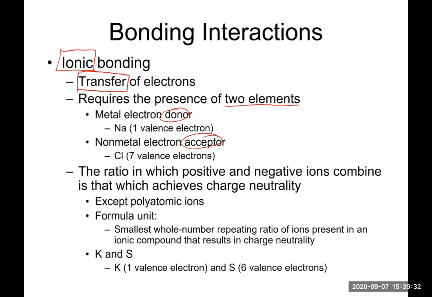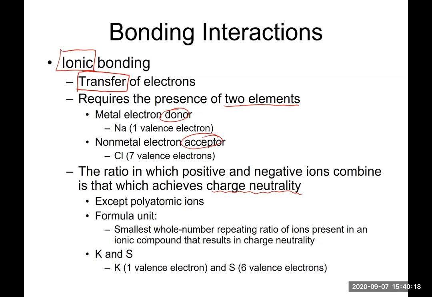The metal is going to donate the electron because metals give up electrons in order to have the electron configuration of the noble gas closest to them. Nonmetals accept electrons in order to have the electron configuration of the noble gas closest. The ratio in which positive and negative ions combine is that which achieves charge neutrality, which we have been working on examples of since the start of this lecture. The exception is polyatomic ions, and with polyatomic ions, as we looked at, we're more focusing on what is the charge that's on the ion itself.